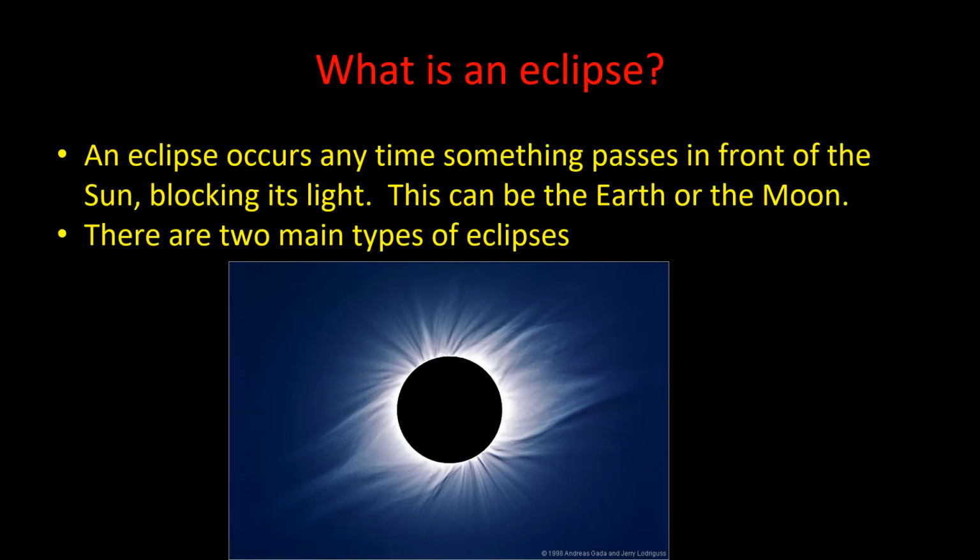First, you must understand what an eclipse is. An eclipse occurs anytime something passes in front of the sun, blocking its light. This can be the Earth or the Moon, and there are two main types of eclipses.